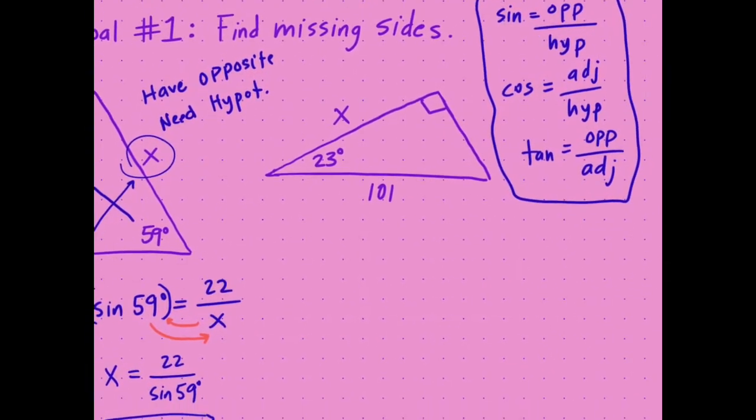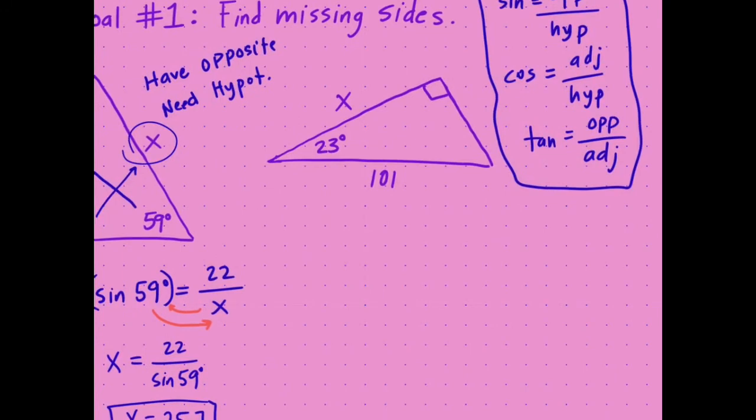All right, so one more example for finding a side. I'll try to make this one a little quicker. From this 23, this is adjacent. It's right next to the 23. Opposite would be over here. I don't have opposite, I don't need opposite, so I'm going to use the trig ratio that doesn't have any opposite in it, which is cosine. Cosine of 23 equals adjacent, which is x, over hypotenuse, which is 101.